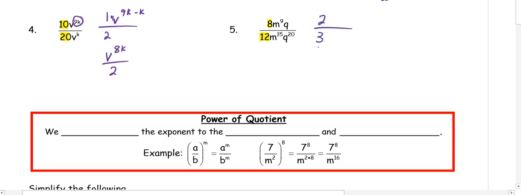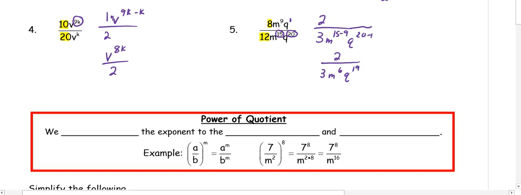Then when we look at our variables, we have m to the 15th is the larger exponent. So in the denominator, we're going to have 15 minus 9. And for q, 20 is the larger exponent because this q on the top only has an exponent of 1. So that's also going to end up in the denominator. So we have q to the 20 minus 1. So this simplifies then to 2 over 3m to the 6th q to the 19th.